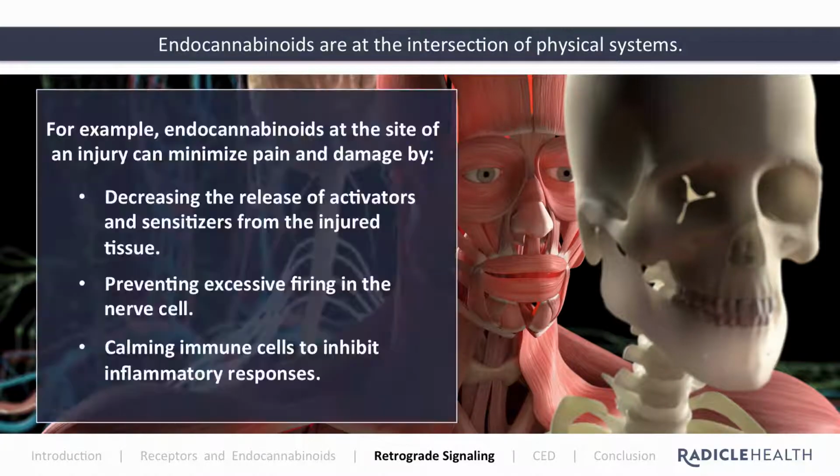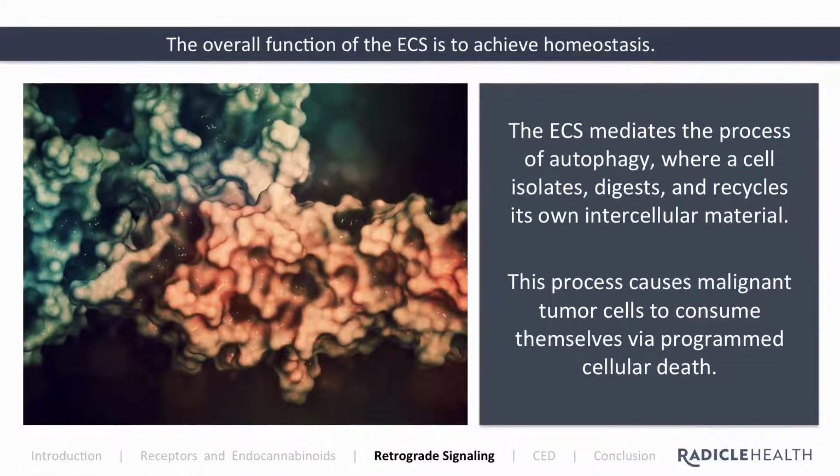For example, endocannabinoids at the site of an injury can minimize pain and damage by decreasing the release of activators and sensitizers from the injured tissue, by preventing excessive firing in the nerve cell, and by calming immune cells to inhibit inflammatory responses. And while the ECS performs different tasks in different types of tissue, its overall function is to achieve homeostasis, the maintenance of a stable internal environment.